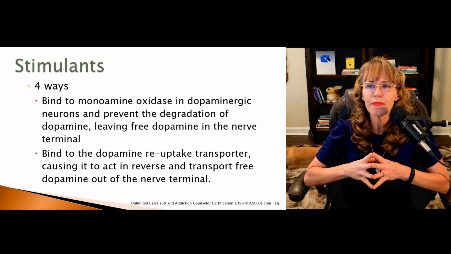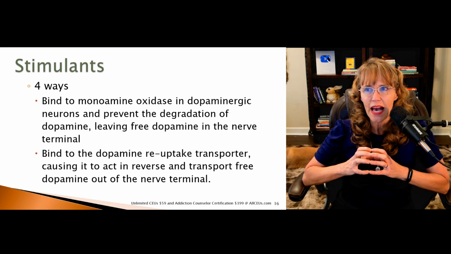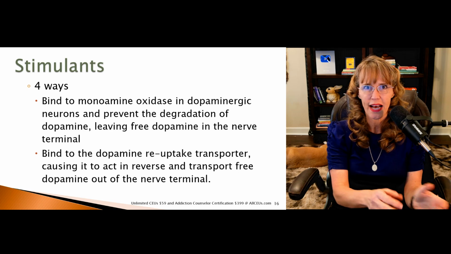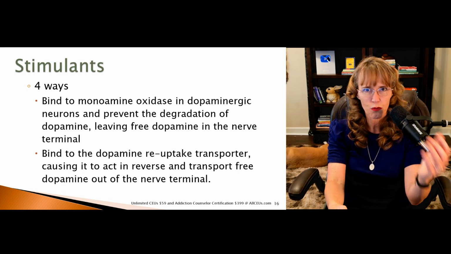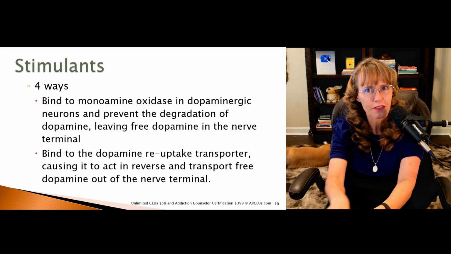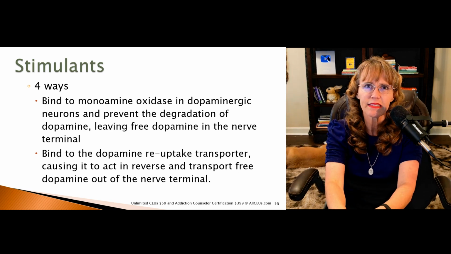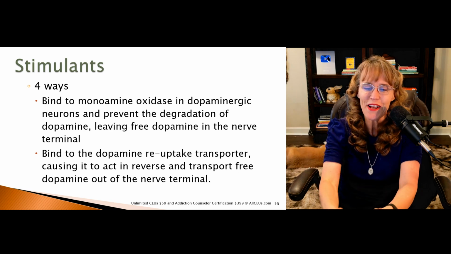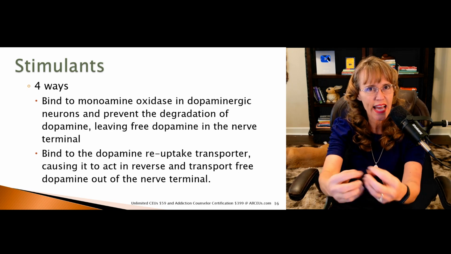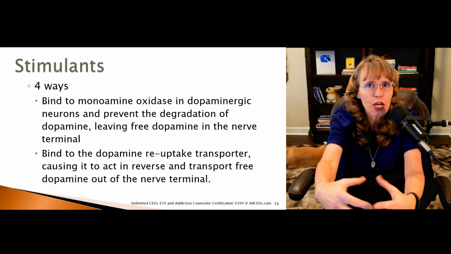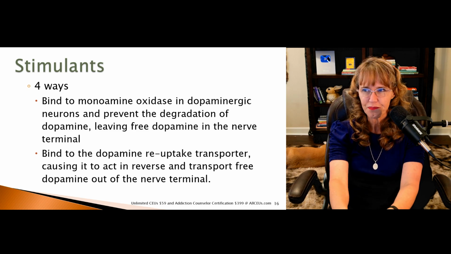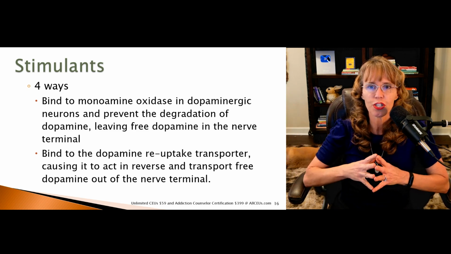They bind to monoamine oxidase in the dopaminergic neurons and prevent the degradation of dopamine, leaving free dopamine in the nerve terminal. Remember, I talked earlier about how once it's secreted, it sits in that space between where it was secreted from and the receptor. And it agitates the receptor neurons to say, hey, open up and let us through. And I always imagine it knocking on a door. But when people are taking stimulants, what it does is it binds to the enzyme that normally breaks that down and lets the dopamine just sit in that synaptic space for a lot longer than it's supposed to. And that hyperagitates the nerve terminal.